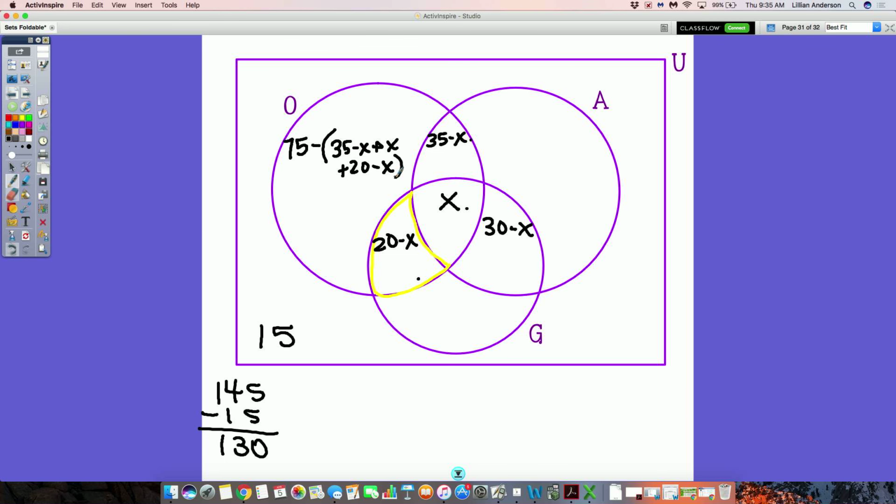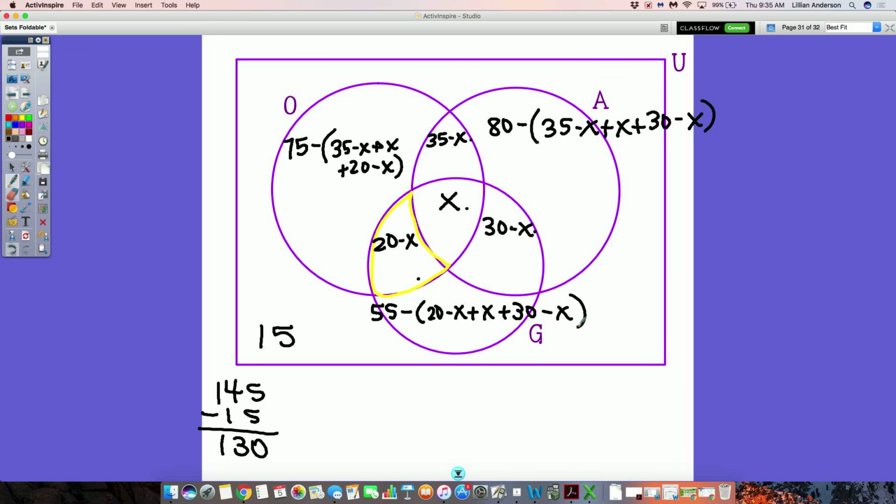How many like apple? 80. So then it's going to be 80 minus the sum of these three: 35 minus x plus x plus 30 minus x. And then what about grapes? So that's going to be 55 minus the sum of all of those.